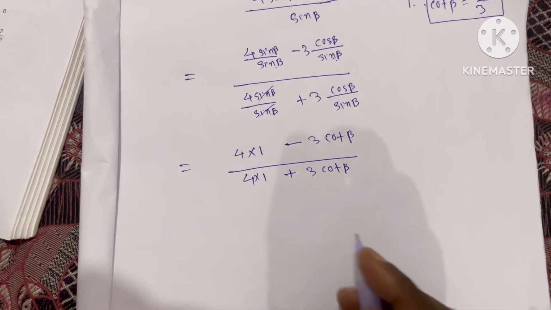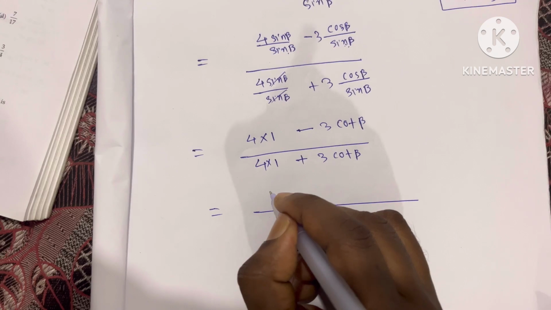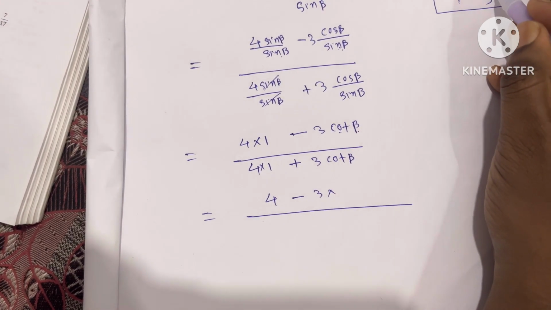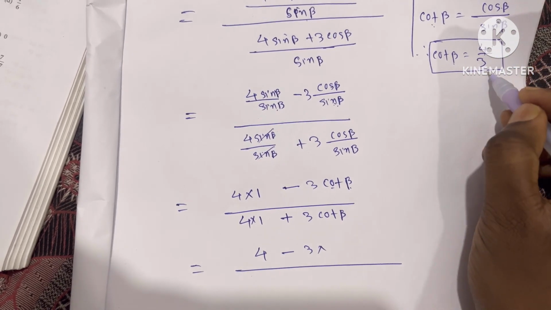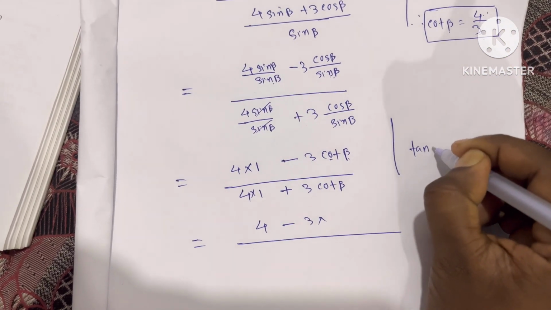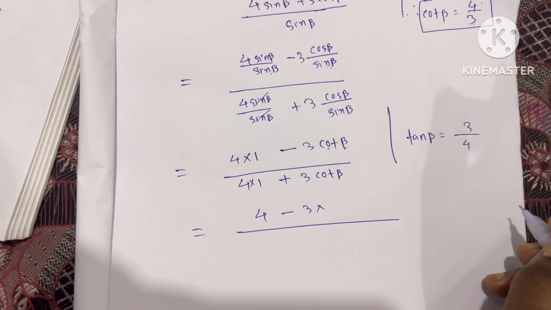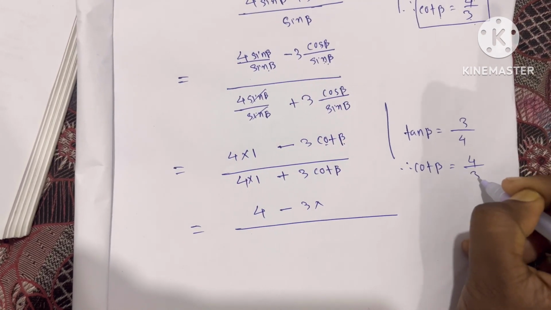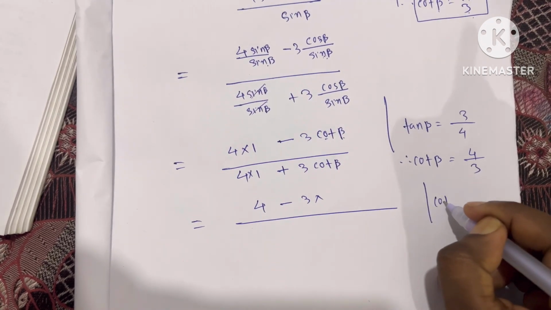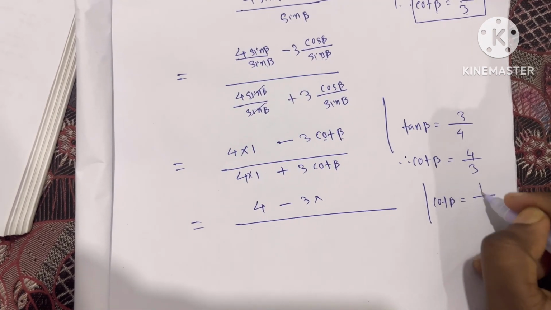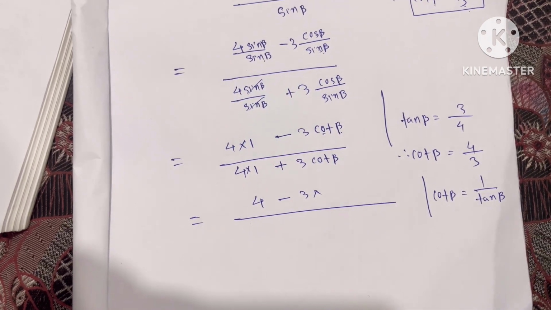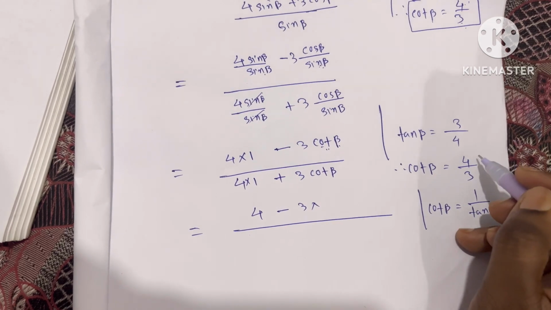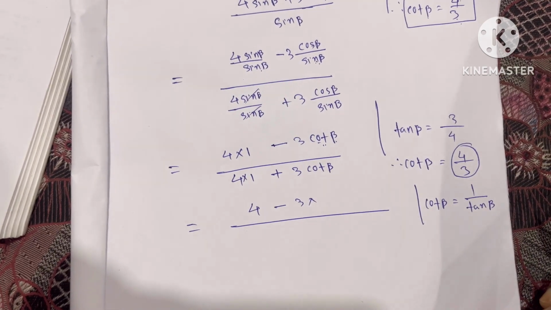So this is very easy. Now if you put the value of cot beta, we have 4 into 1, which is 4, and 3 cot beta. The value of cot beta is 4 by 3, since according to the question, tan beta is equal to 3 by 4. So cot beta is equal to 4 by 3, because cot beta is the reciprocal of tan beta. You can say cot beta is equal to 1 by tan beta.